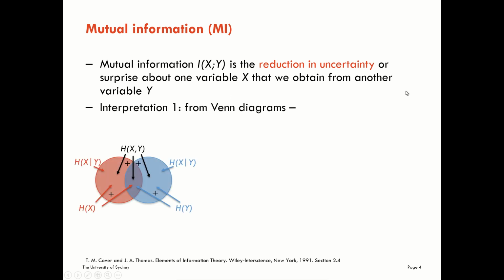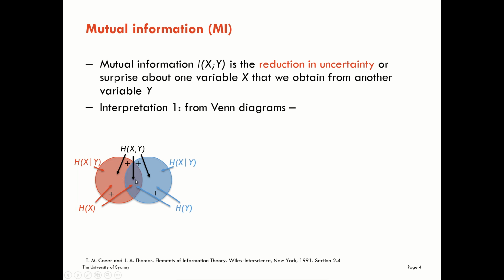We can give a first interpretation of mutual information using the Venn diagrams that we looked at earlier. Here we looked at how we can represent the uncertainty in a variable x, the uncertainty in a variable y. We can look at the joint uncertainty in them as the sum of the areas. And we can look at conditional uncertainties, how much information is left in x if we already know y, and vice versa about y if we already know x.